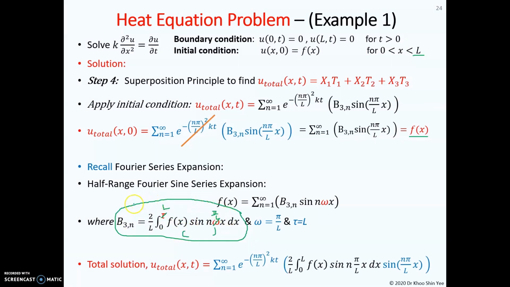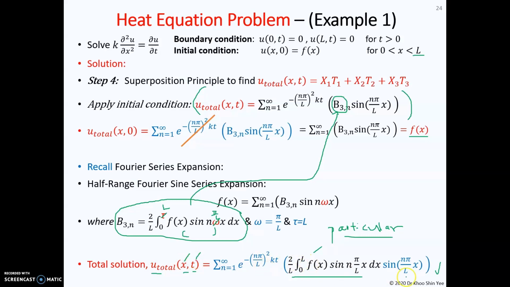Once you succeed in finding the B coefficient, don't forget to substitute it back into the PDE solution here. So after you substitute this, you should obtain this result. This is the particular PDE solution that we are looking for, where you want to find the temperature at the x and t location. You just substitute the desired x and t into this formula, then you can find the corresponding temperature.